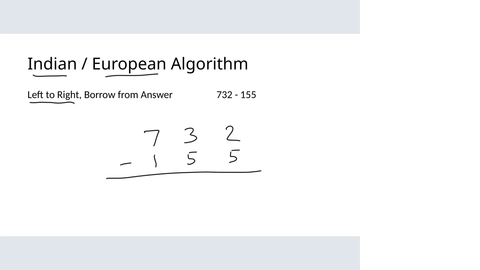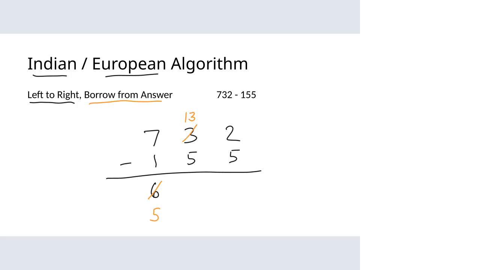So I start out doing this problem, and I'll do 7 minus 1, that's 6. So far, so good. Now I go over to the tens place, and I think, well, 3 minus 5. I would love to do 3 minus 5, but I can't. What I need to do is borrow. What's different about this algorithm is I'm going to borrow from the answer. So instead of taking 100 from here, I'm going to borrow it from down here. Then that 6 is going to become a 5. I borrowed 100, so this gets to go up and become 13. And now I can subtract in my tens column.